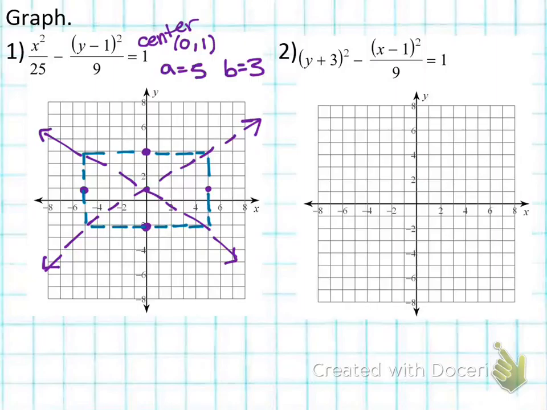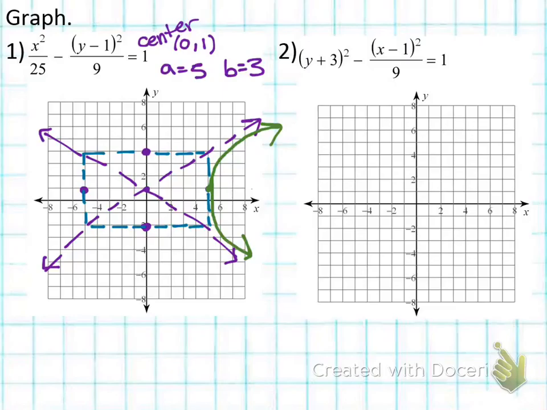Okay, so since X is first, I'm going to go on the right and left of this. Right and left of the box. So I reuse this point. That's going to be my vertex now. And I sketch the curve. I make it really close to these asymptotes, okay?